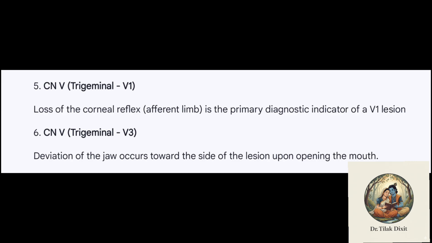For the V3 part of cranial nerve 5, there will be deviation of the jaw towards the side of the lesion upon opening the mouth. Classical clinical finding that they will mention in the examination.